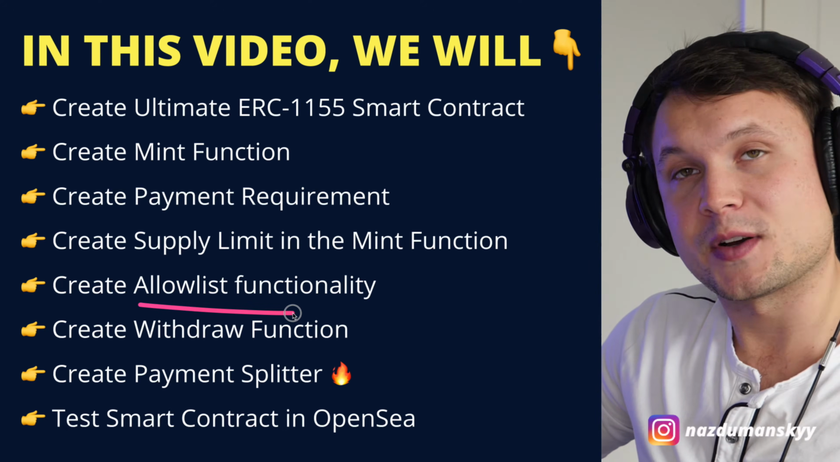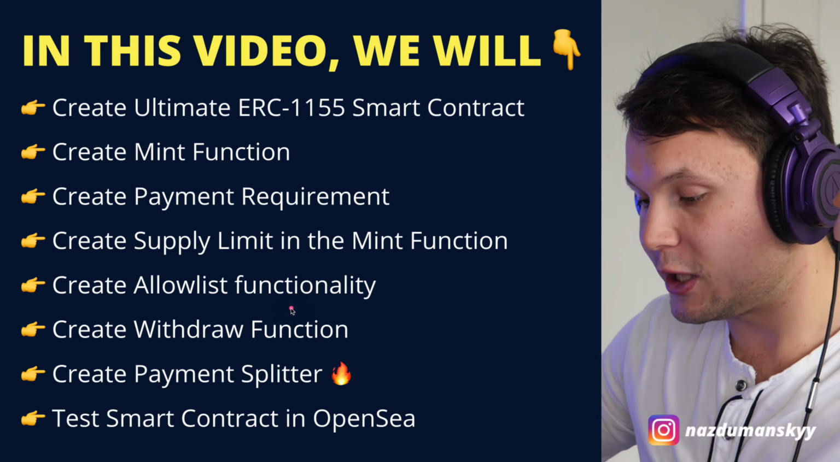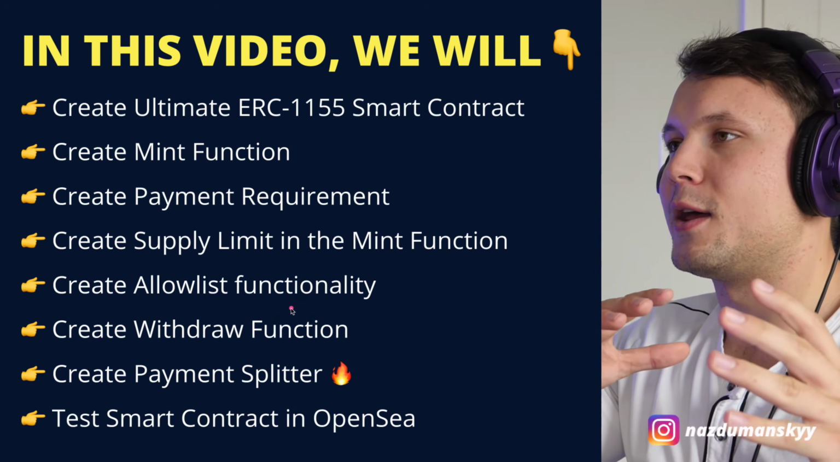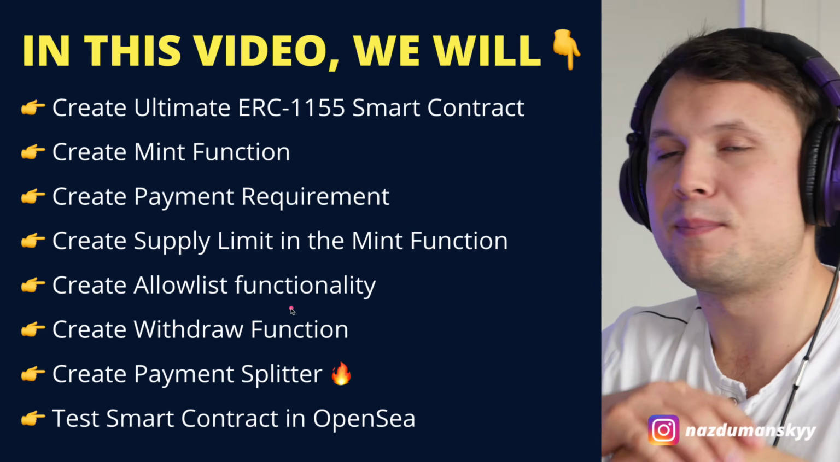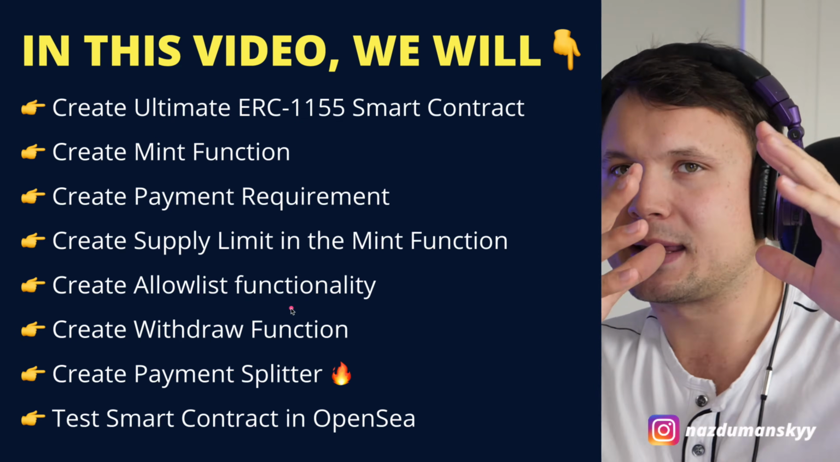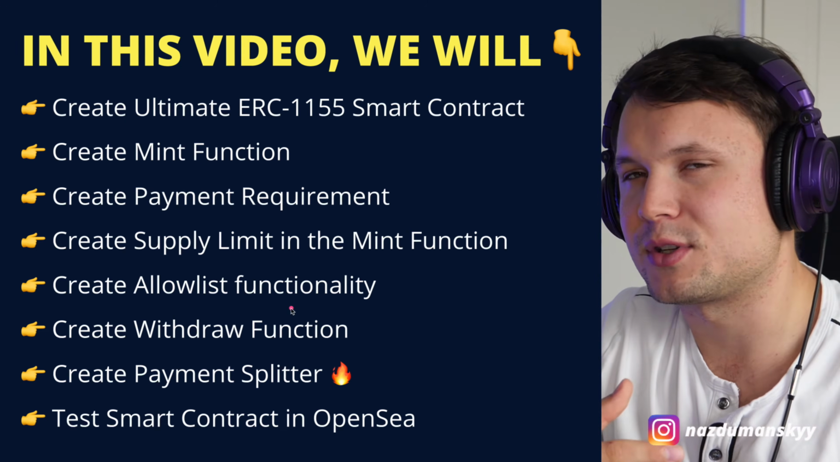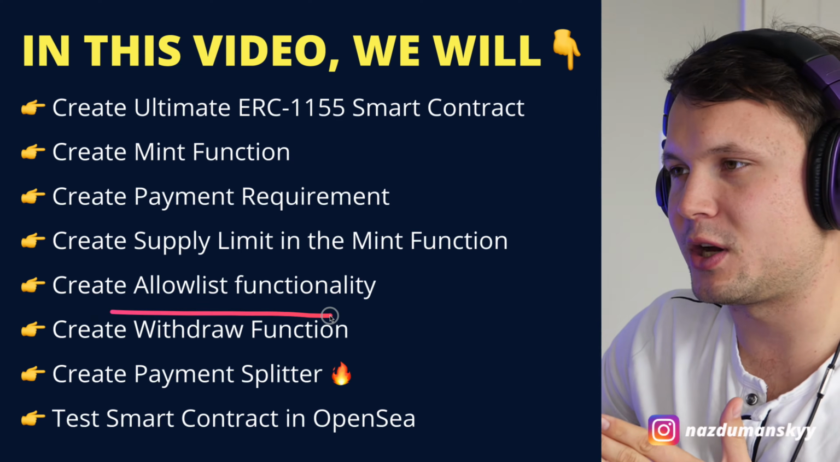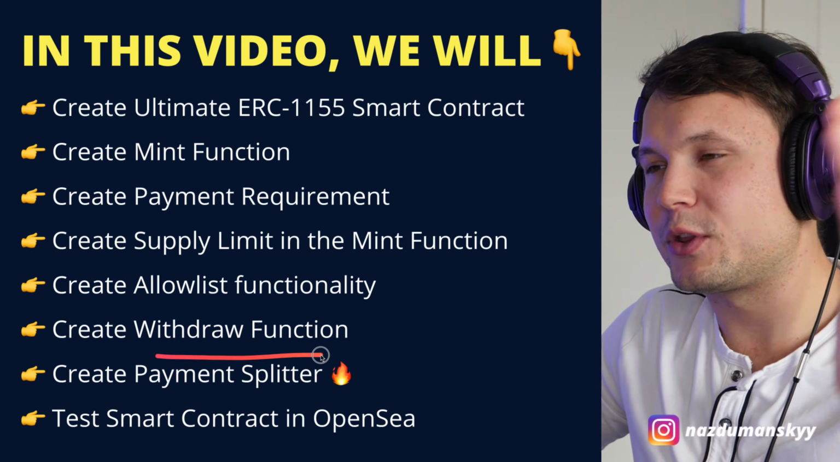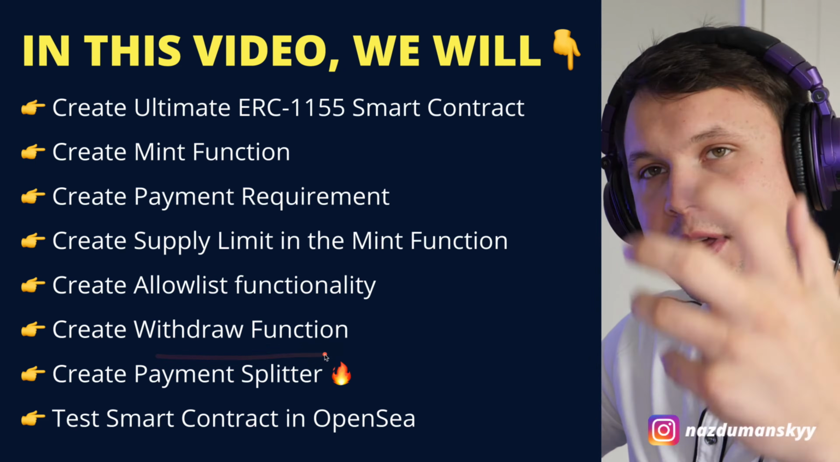We're going to create the Allowlist functionality, which is to give the VIPs, the people who are the biggest supporters of the project, the ability to mint for a lower price or give them some special options, right? So we're going to create that functionality in this smart contract. We're going to create the withdrawal function to withdraw the money from the contract.